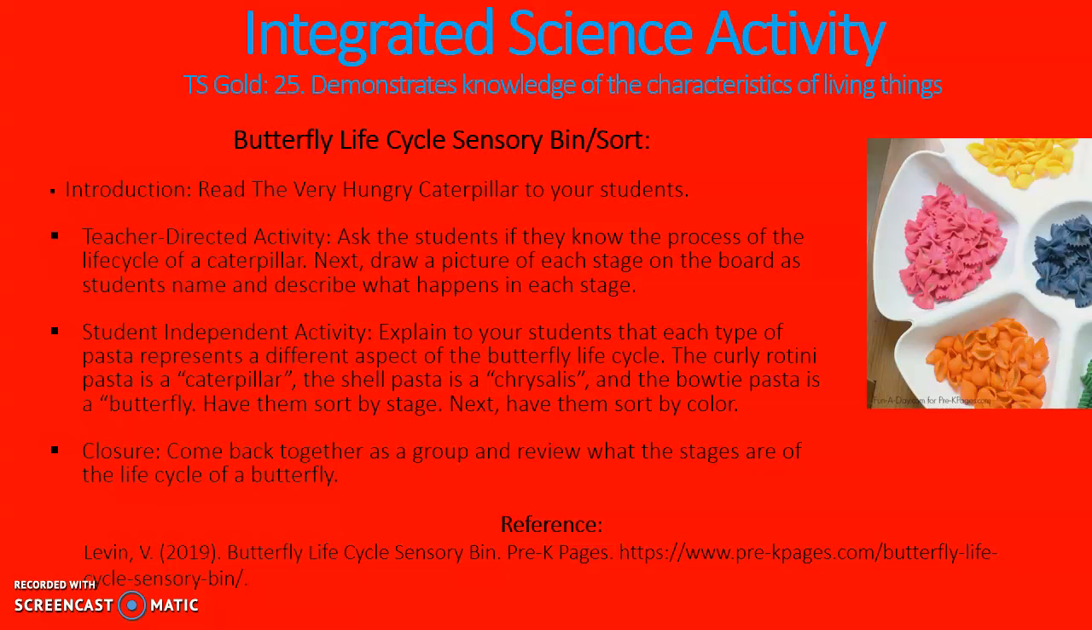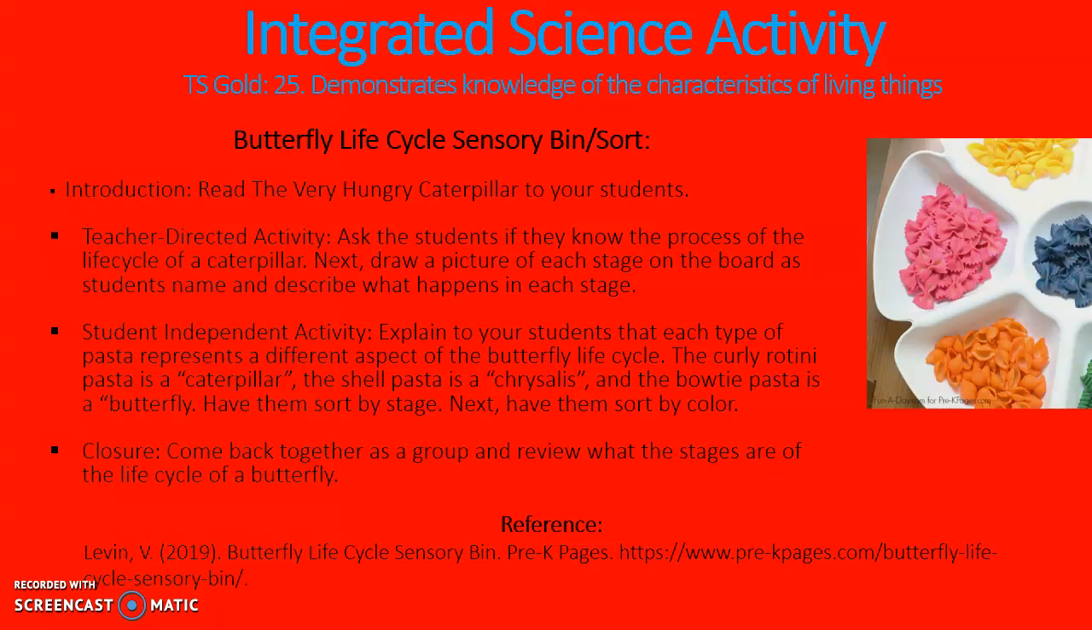And if they do, and they tell you, as they're describing that, I want either me or my auxiliary to draw a picture of each stage on the board so students can visualize it as they're describing what happens in each stage. For our student independent activity, we're going to explain to the students that each type of this pasta, which we're making, we're going to color the pasta, each type of pasta represents a different aspect of the life cycle of the butterfly.